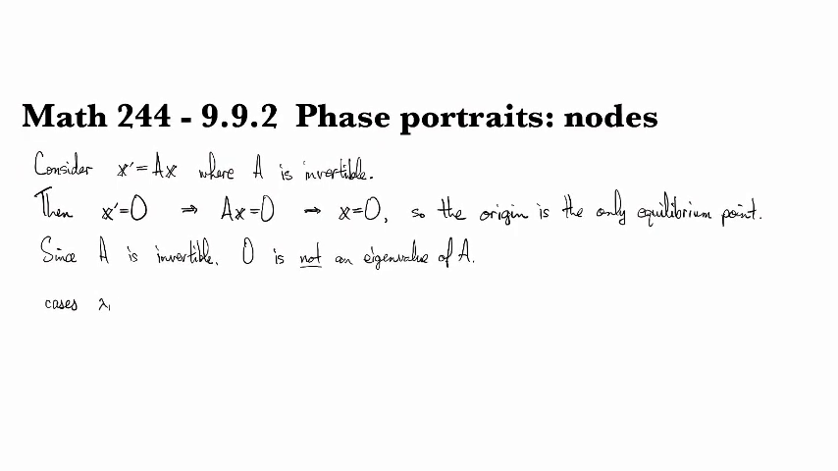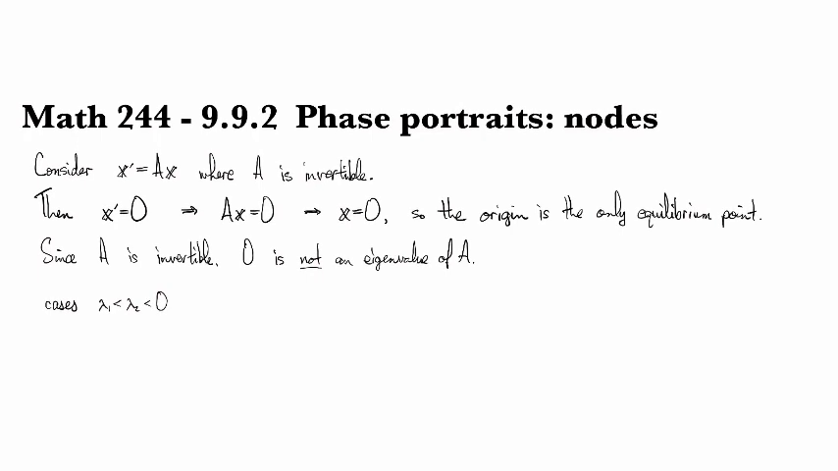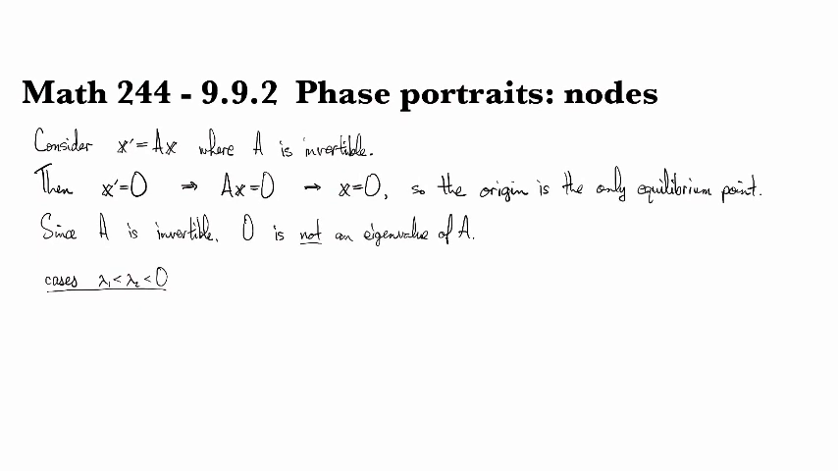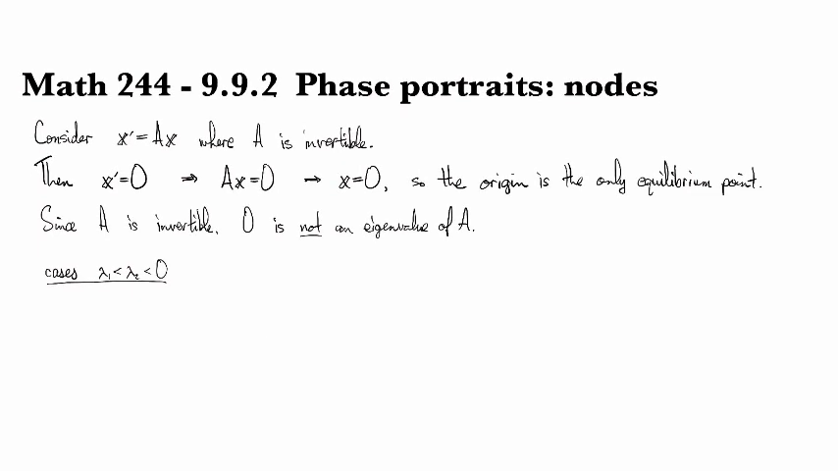So we could have lambda 1 less than lambda 2 less than 0. So this is two distinct negative eigenvalues. What does the situation look like in that case? Let's draw a phase portrait. Here's my x and y axes, and suppose we've got an eigenvector that looks like this one here. This will be our v1 corresponding to lambda 1. And then suppose we've got some eigenvector up here, and this will be our v2.